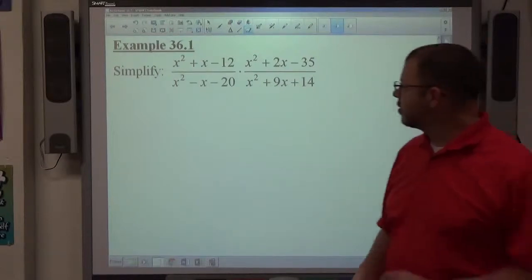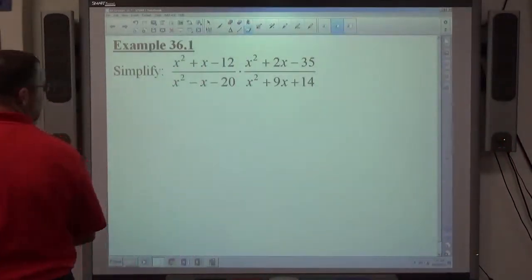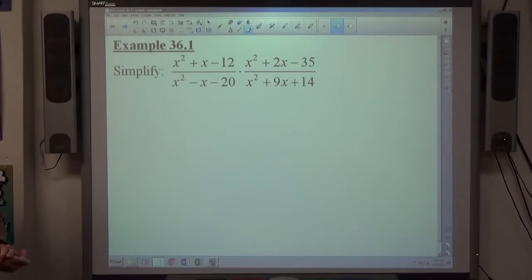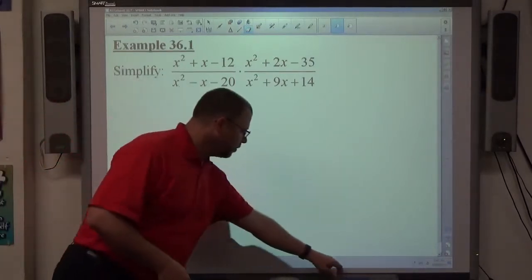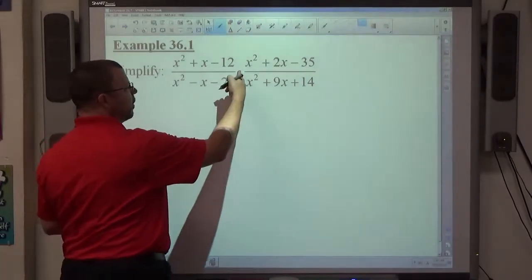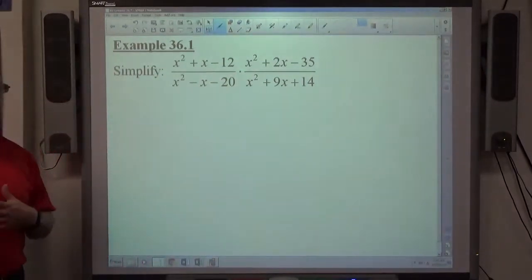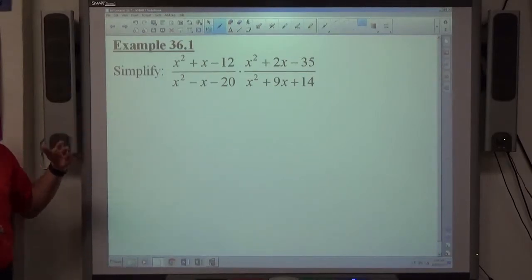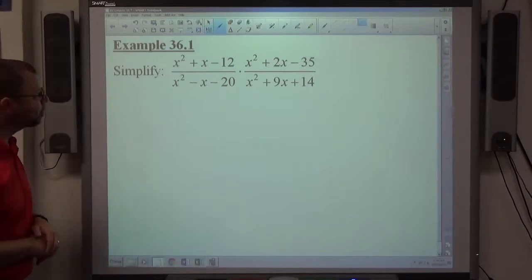Problem 1: x squared plus x minus 12 over x squared minus x minus 20, times x squared plus 2x minus 35 over x squared plus 9x plus 14. What I want you to realize here, first of all, is that it is multiplication. If it's not multiplication, you want it to be multiplication. So if I'm copying it out of my book, I would go ahead and change that to multiplication, which the next two examples will show.